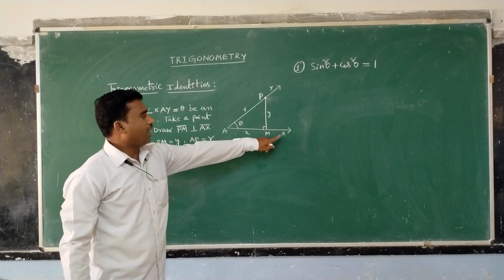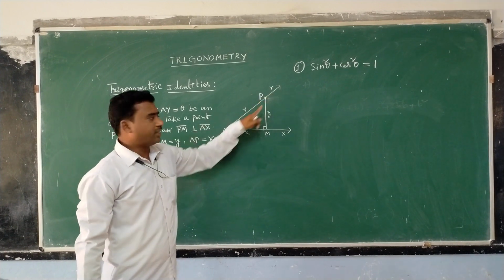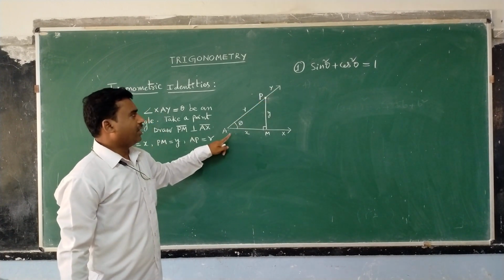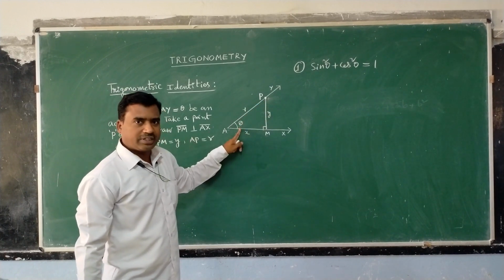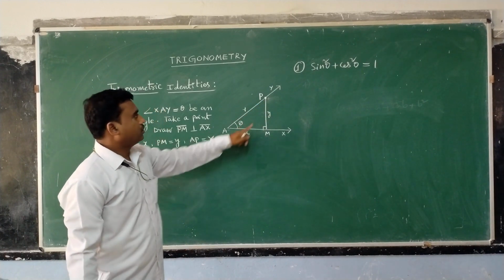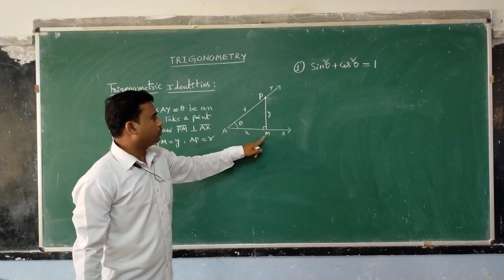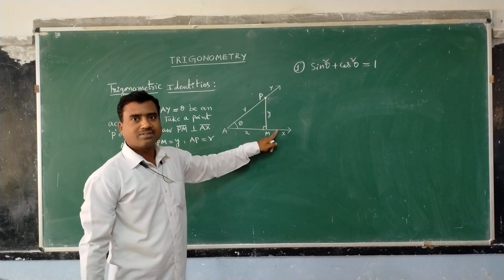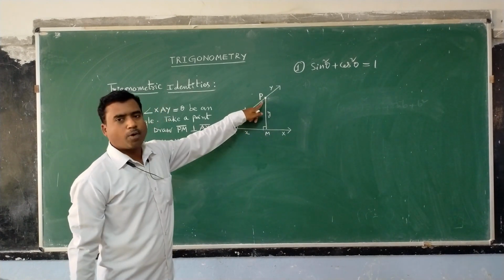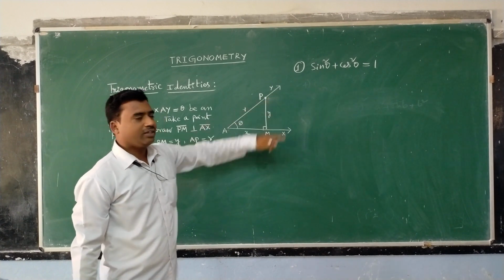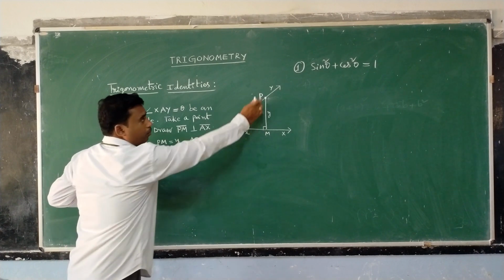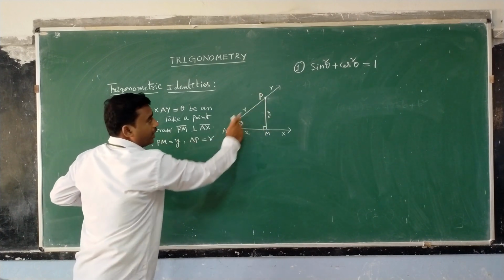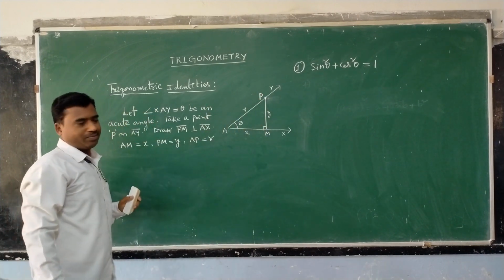Students, here angle XAY is an acute angle and it is theta, and draw a perpendicular PM to ray AX. P is any point on the ray AY. So here AM is equal to x, PM is equal to y, and AP is equal to r.